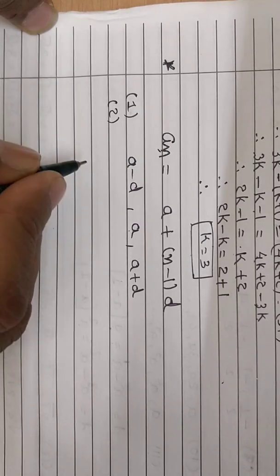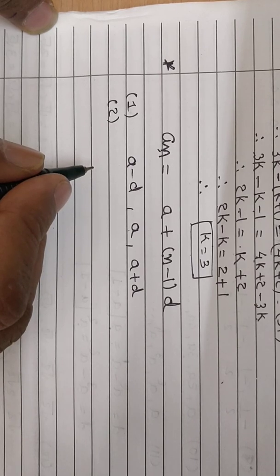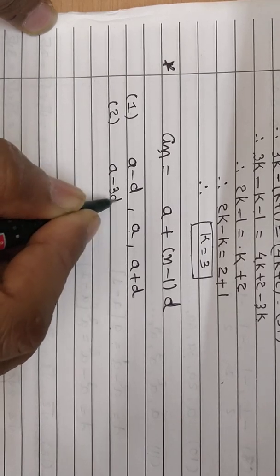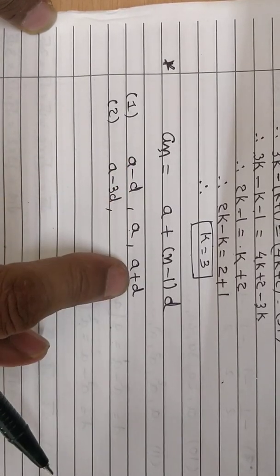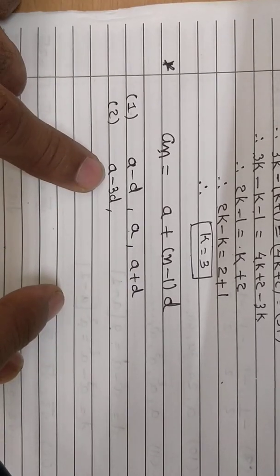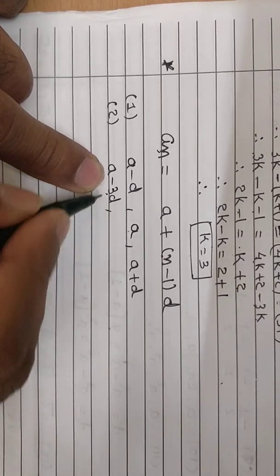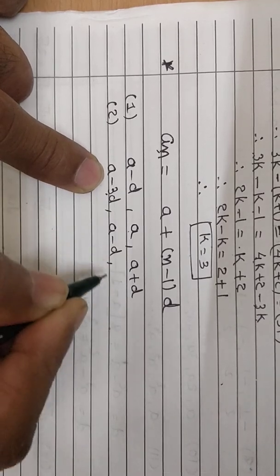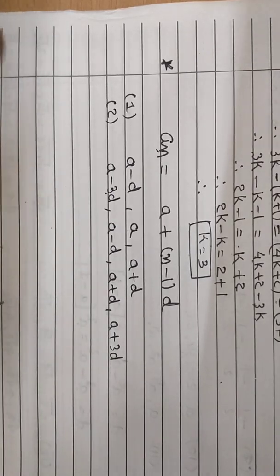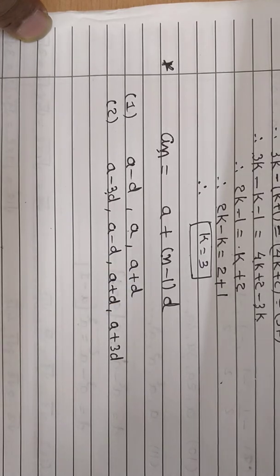If 4 terms in an AP are to be found, then take a minus 3d, a minus d, a plus d, and a plus 3d. Here the gap between consecutive terms is 2d. The difference between 2 consecutive terms is 2d, while the gap around the middle is plus d.